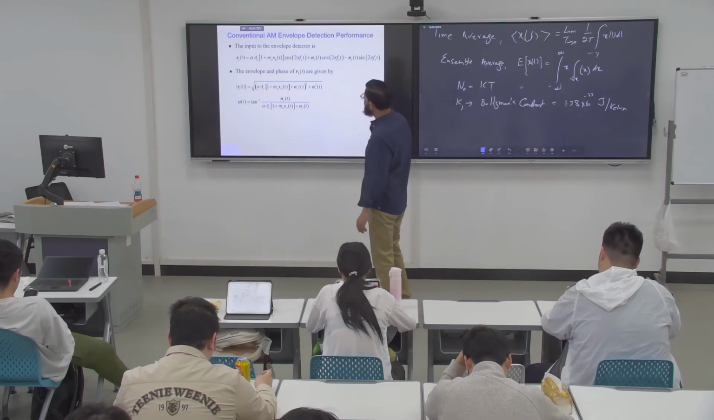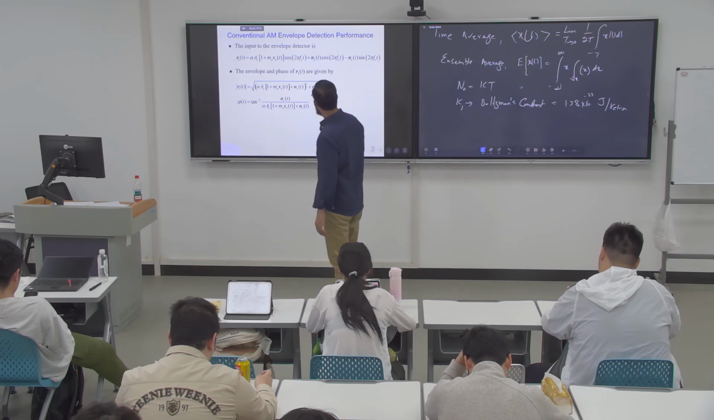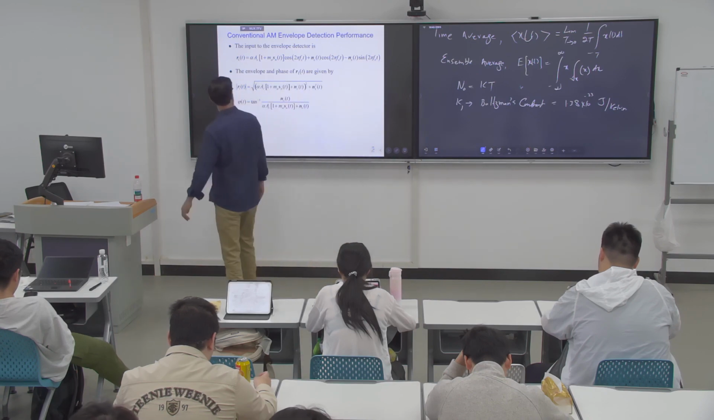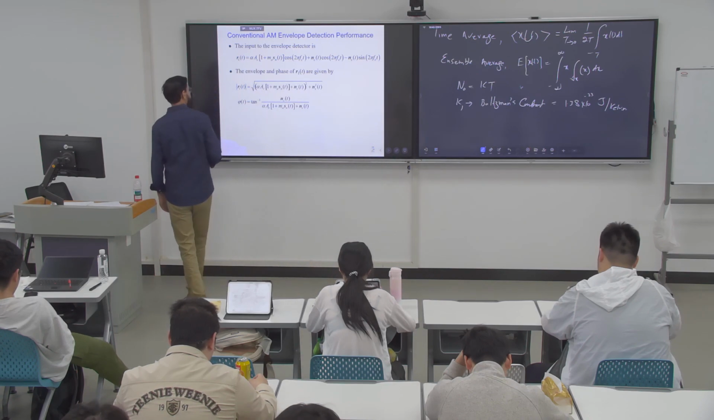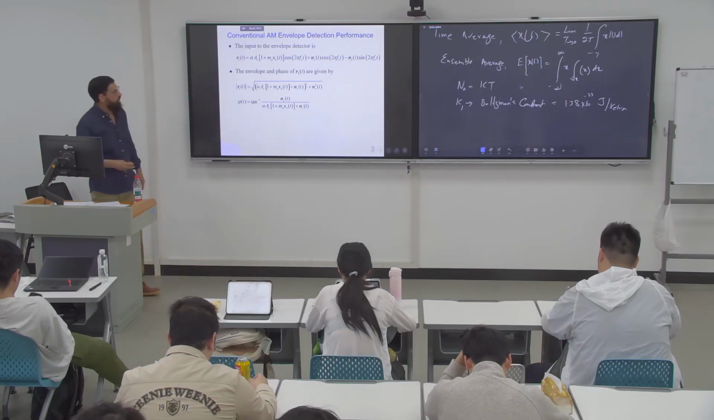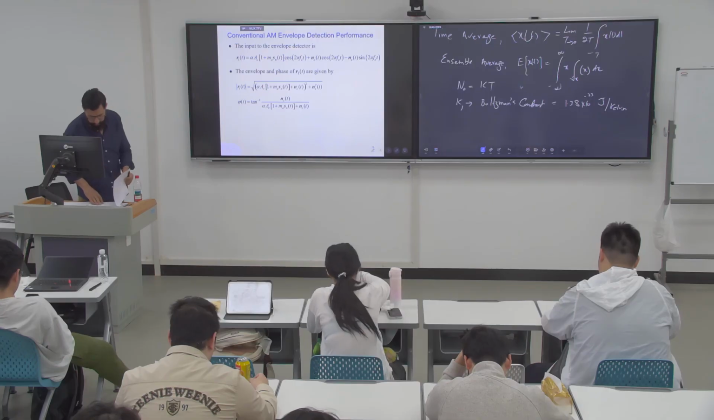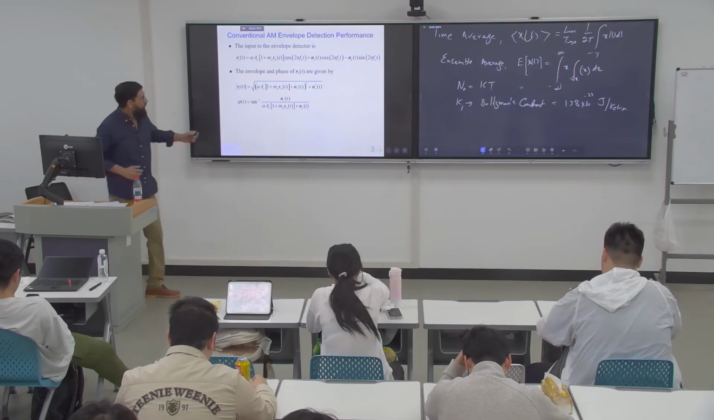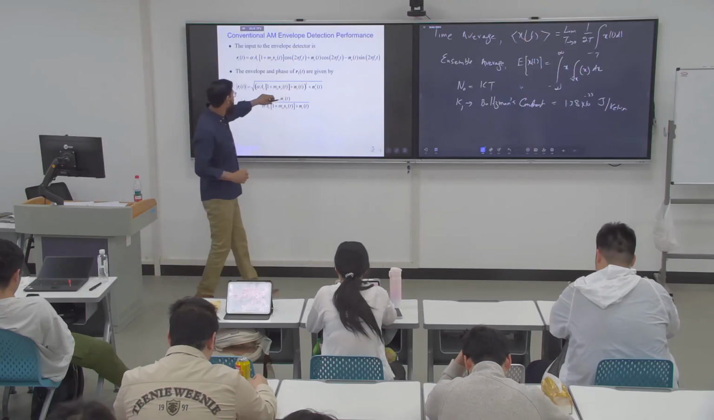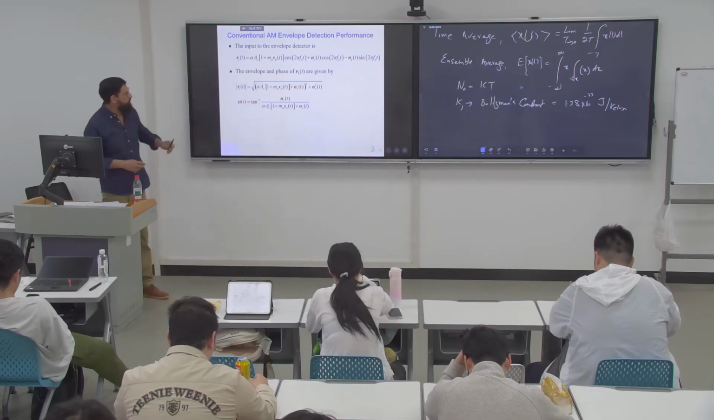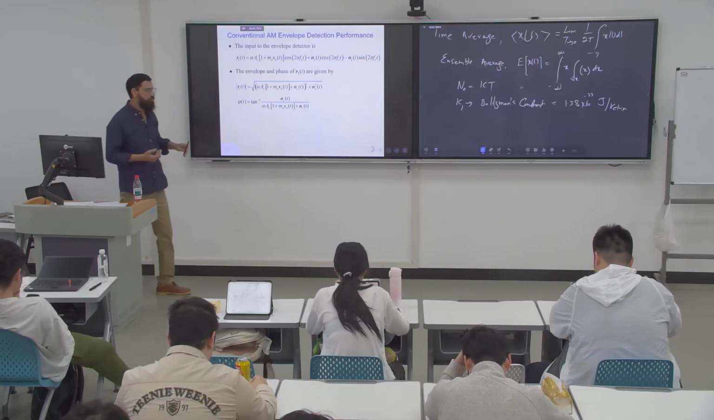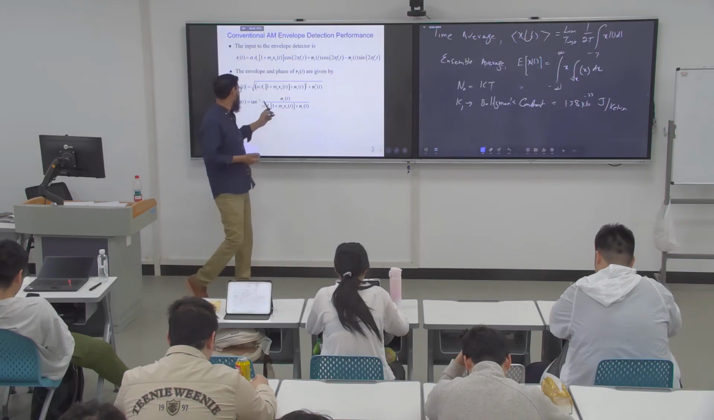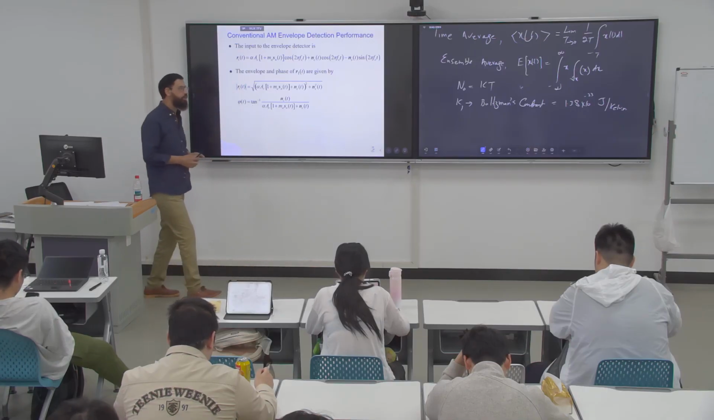Now, conventional AM with envelope detection. For the envelope detection, the input to the envelope detector again is the in-phase component and the quadrature component. So what would be the envelope of that? The envelope of this signal is here. Here is the magnitude, here is the phase.